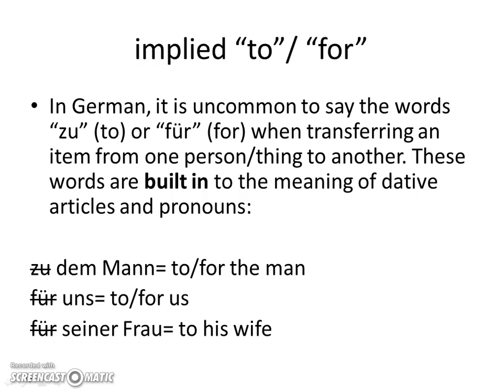And moving on to the next section of our notes, the implied to or for. In German, it's uncommon to say the words zu or für when transferring an item from one person to another. Like in English, we'll say, I gave the chocolate to Bobby. Well, in German, you just say, I gave Bobby the chocolate. So these words to or for are built into the meaning of the dative articles and pronouns. So to the man is just dem Mann. For us, it's just uns, and for his wife, it's seiner Frau. You don't say the zu or the für there.